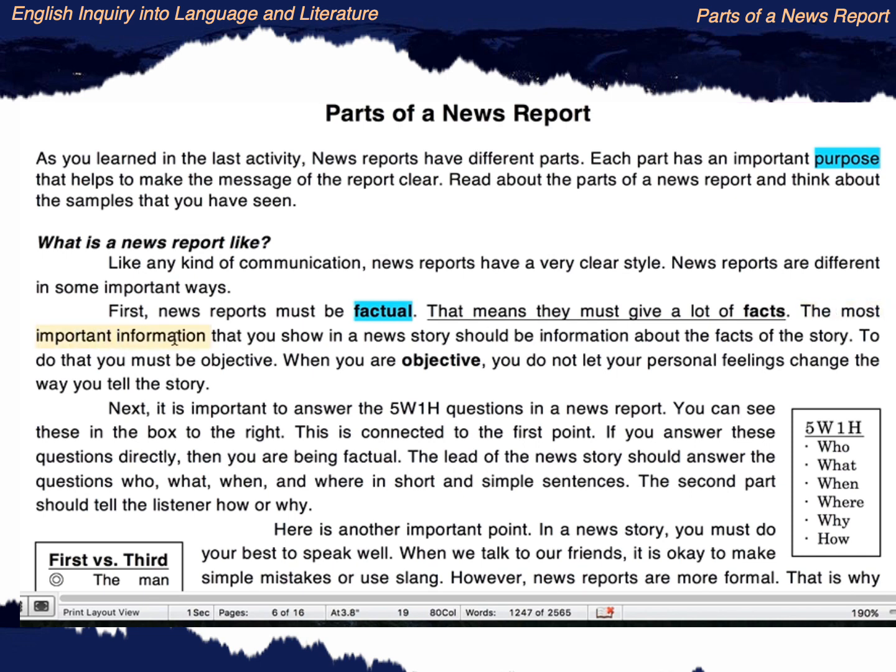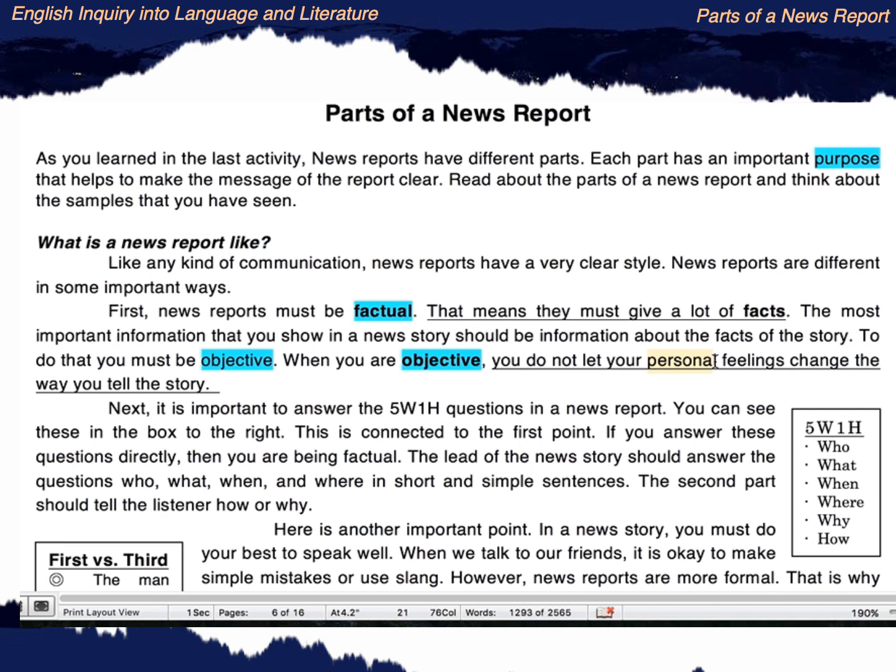The most important information you show in a news story should be information about the facts of the story. To do that, you must be objective. What's objective? Let's read. When you are objective, you do not let your personal feelings change the way you tell the story. Objective means this. The feelings change the way of the story. Let's underline this.